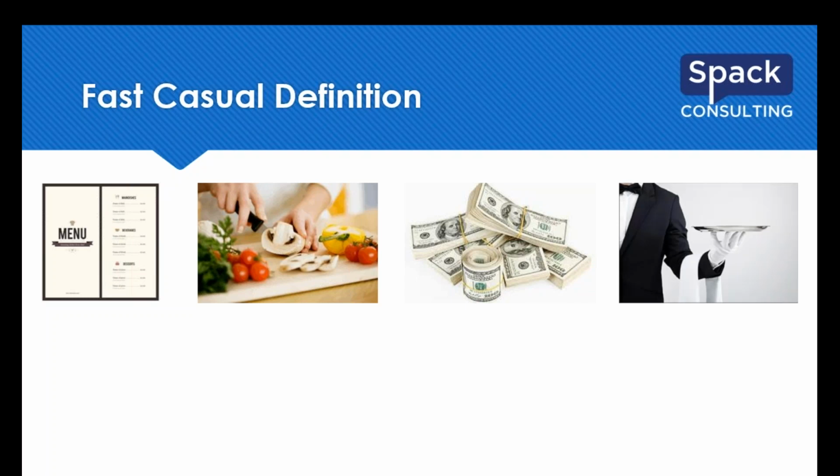And the staff at a fast casual, there's no wait staff. You don't go to your table and have a waiter bring you a menu. You typically order at the counter, but they might have table runners where you place an order at the counter, you take a number, and they'll come find you with your food.